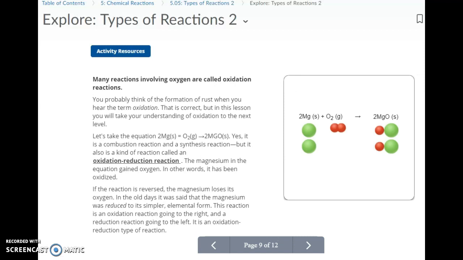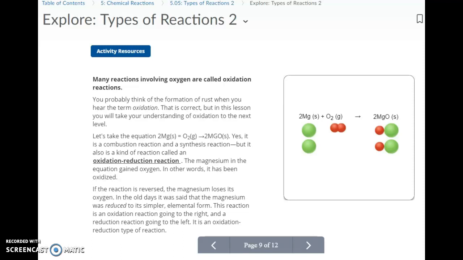Many reactions involving oxygen are called oxidation reduction. Now we're getting to our last type that we're going over today. You probably think of the formation of rust when you hear the term oxidation or oxidate. That is correct, but in this lesson you will take your understanding of oxidation to the next level.